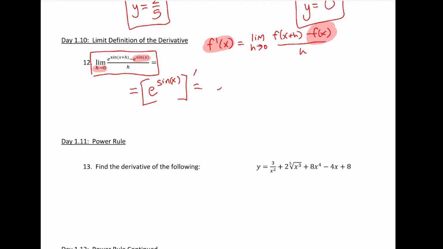The derivative of e to the x is just e to the x, but I do need to use chain rule here, so I have to multiply by the derivative of sine, which is cosine. So we get e to the sine x times cosine x.